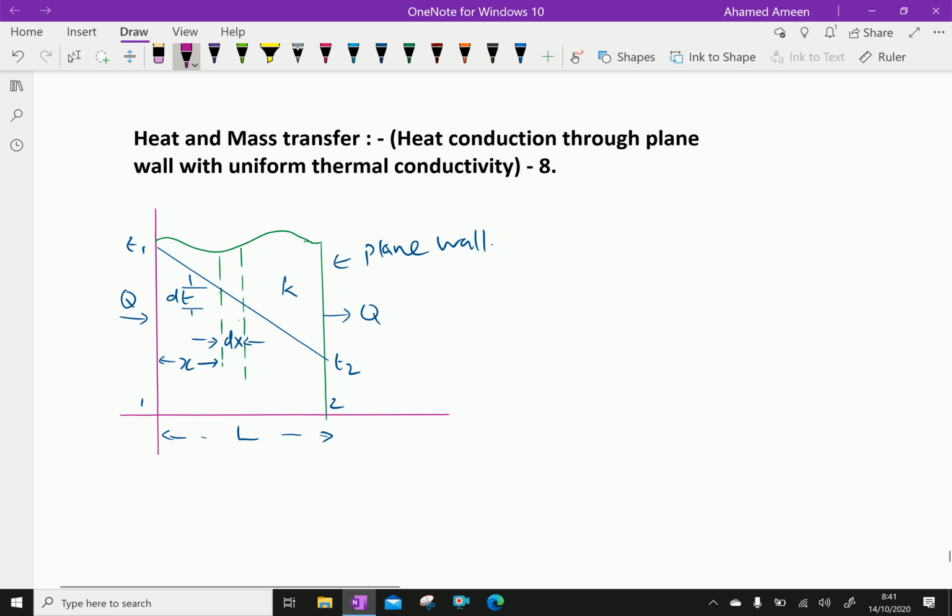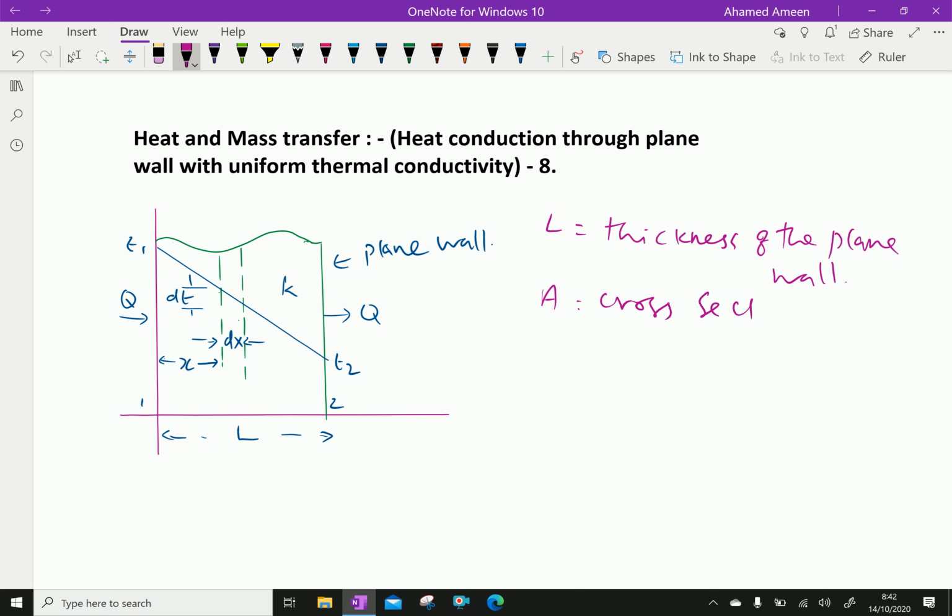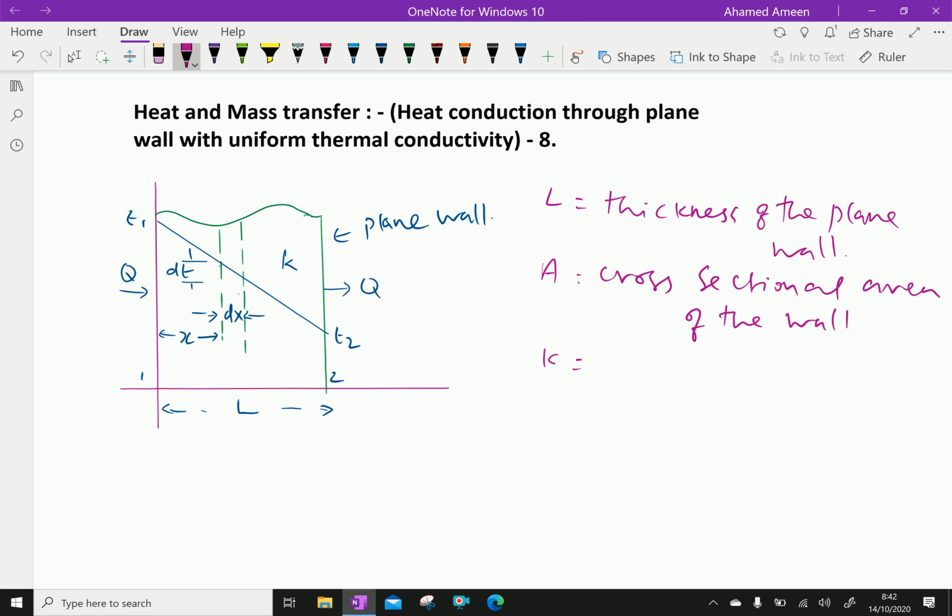Suppose L is the thickness of the plane wall, A equals the cross-sectional area of the wall, and K equals the thermal conductivity of the wall material.